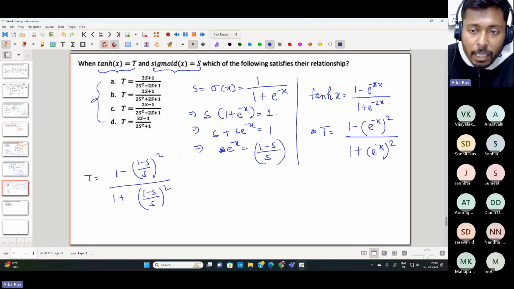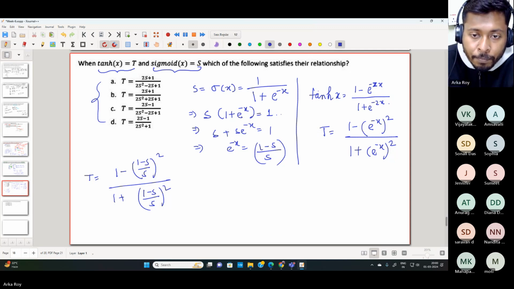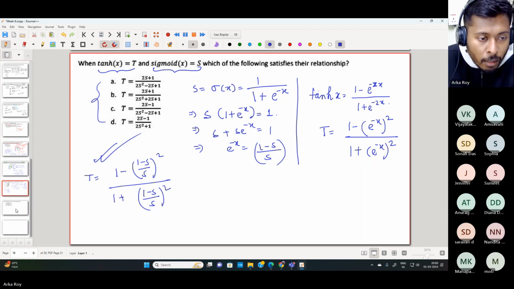Is the main concept clear? Or if you have any confusion, I can still clarify. Any confusion in this particular question? No, sir. Okay, so you just simplify this particular form and you will get to the final answer accordingly. Okay, so moving to the next question.